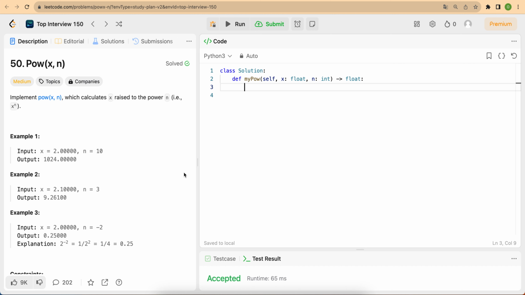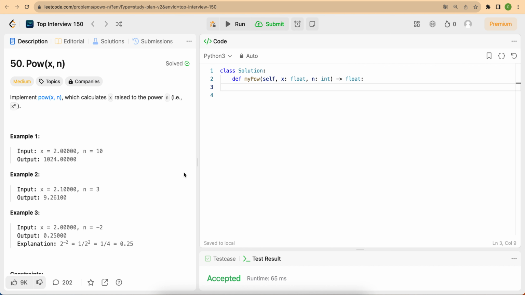What we need to do is, we cannot just multiply x for multiple times. That will cause time complexity of big O(n), right? But that's not the optimal result we want. So here I want to use the recursion algorithm to solve this question.